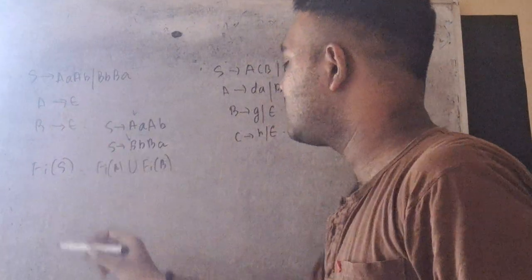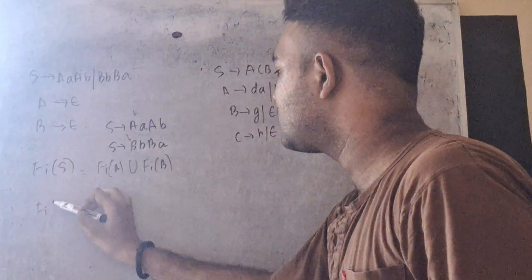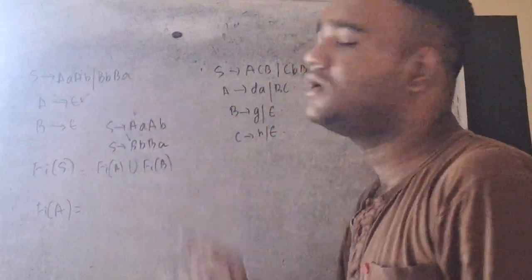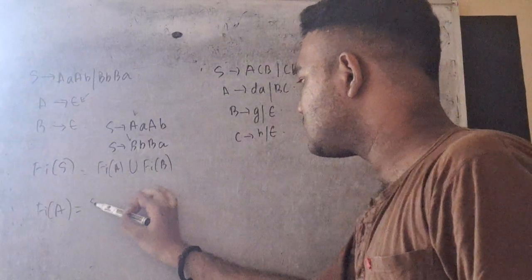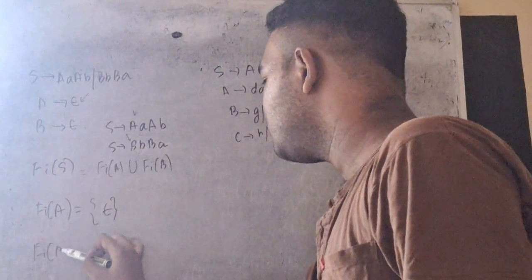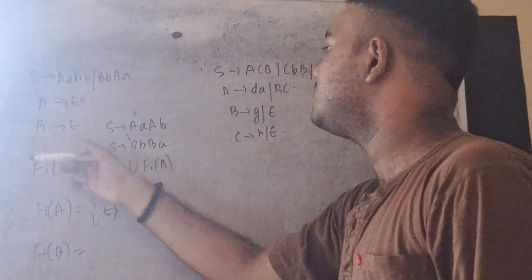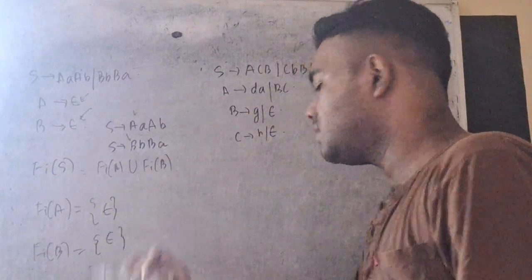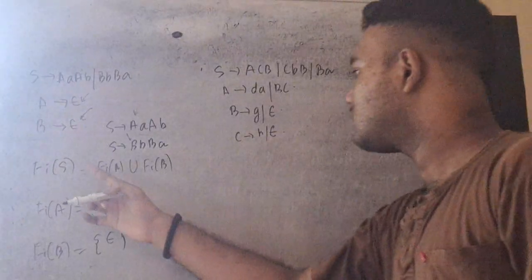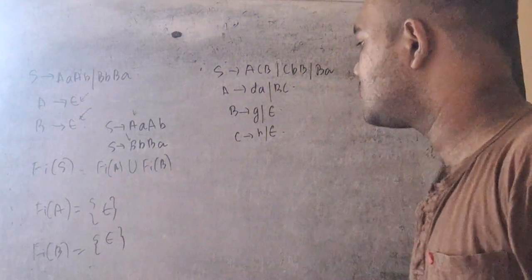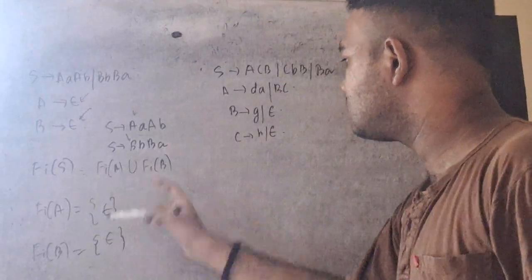Now, A tends to null and B tends to null. If I calculate the first of A, I am getting null over here, so first of A will have null. Next, if I calculate the first of B, in B what I have in the first position is null, so first of B will be nothing but null. Now I need to calculate the first of S. But see one more thing: first of A union first of B. What is first of A? It is null, and first of B is also null.